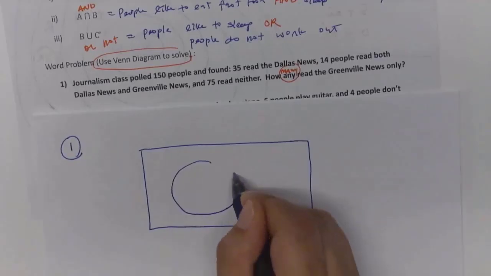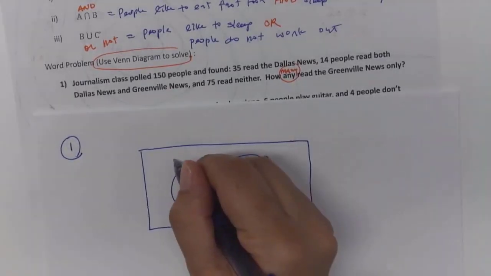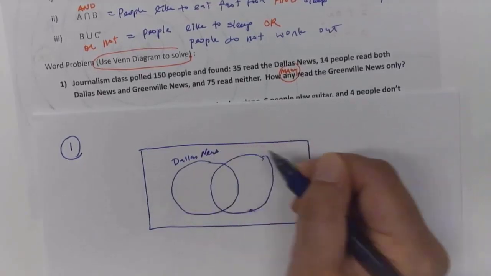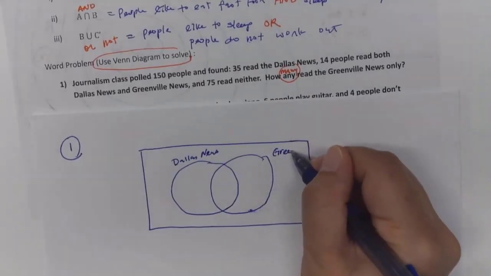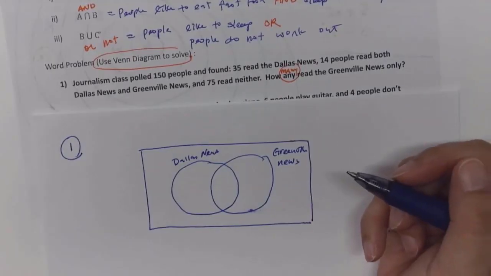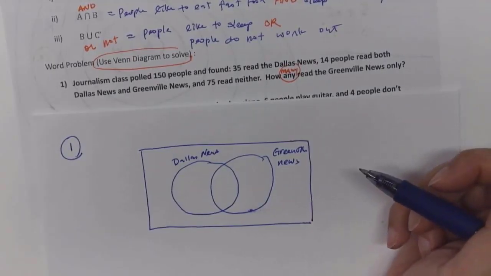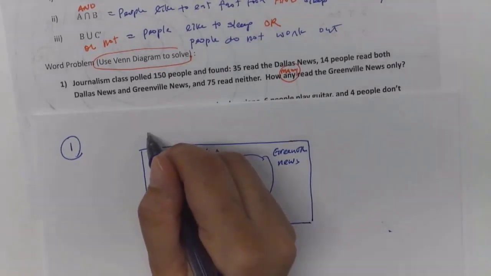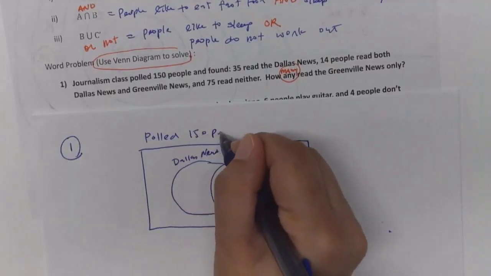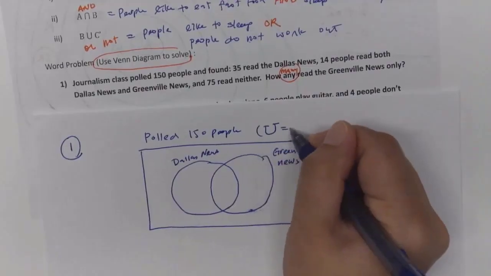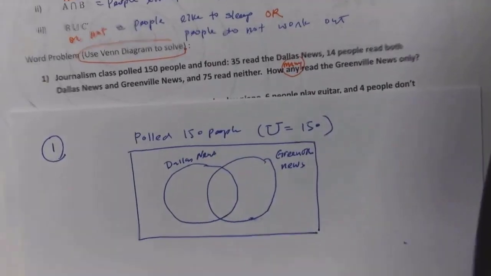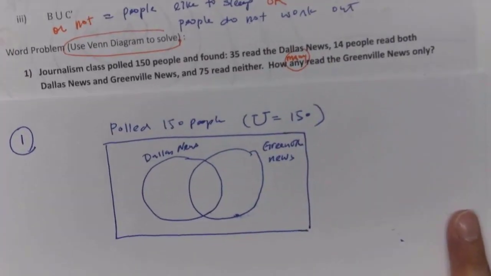Okay, so 1 circle represents what? People with the Dallas News. The other circle would be Greenville News. Okay, what is the universal set? How many people are in there? Okay, they polled how many? 150 people, which means the universal set has 150 people, right? Okay, so now we're going to need to write down the steps and try to finish this.